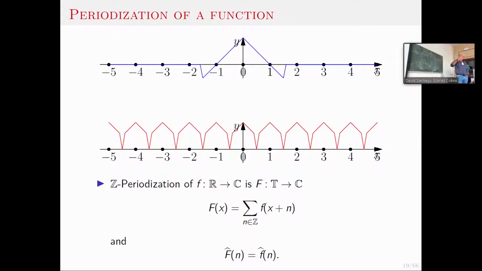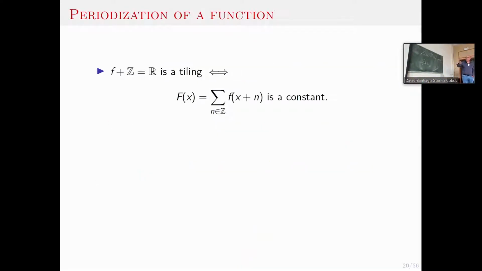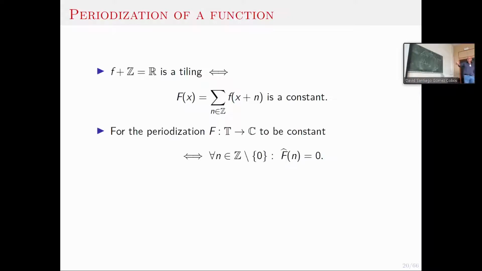And why is this important? Okay, first of all, it's periodic. So when you study Fourier, on the Fourier side, you only look at coefficients, not the Fourier transform. But the Fourier coefficients of the periodization are exactly the same as the Fourier transform of the original function at the integers. So in our tiling problem, you want this to be a tiling, which means exactly that capital F is a constant. The periodization is a constant. But for a periodic function to be a constant, the Fourier coefficients, except for the 0th one, must be 0.